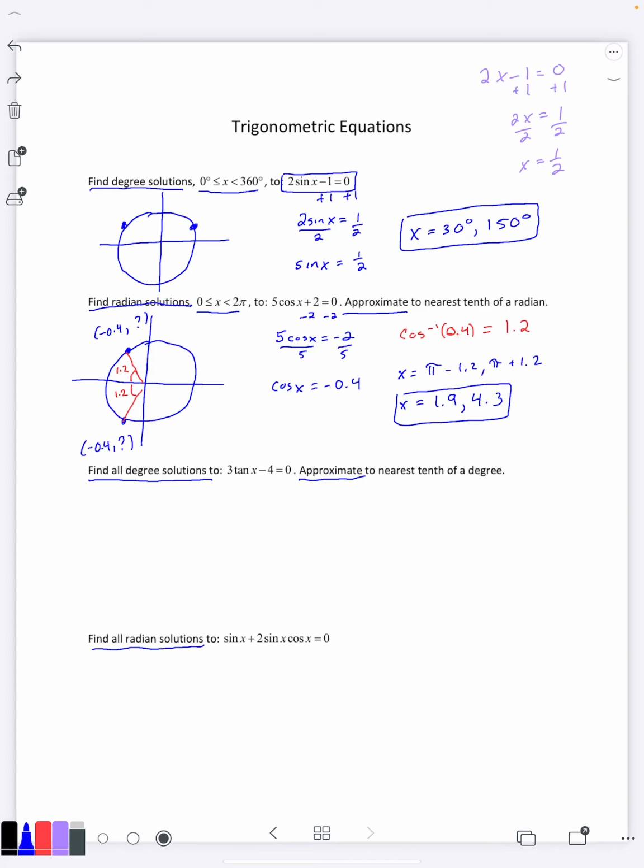So you can see it's a little bit trickier when we have to use a calculator to approximate rather than one of the special angles. But it's still best to find the reference angle and then shift it to whatever quadrant you need for the answer.